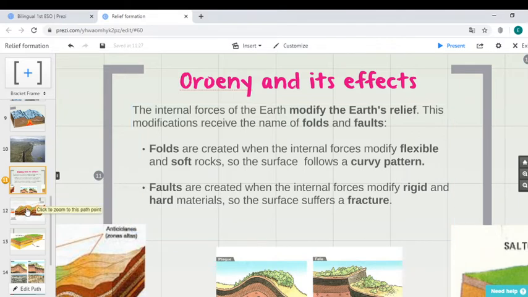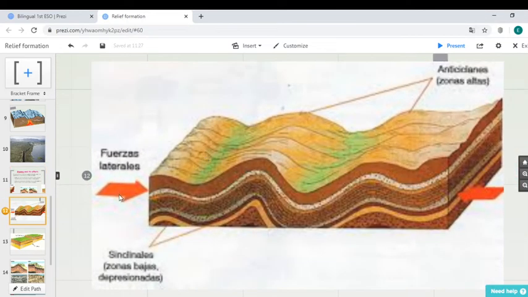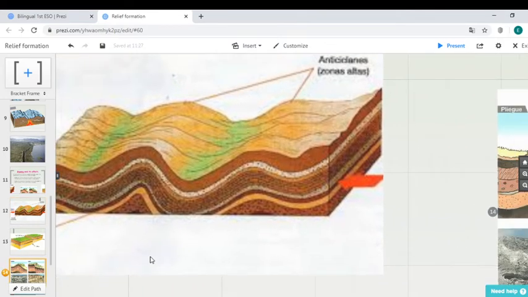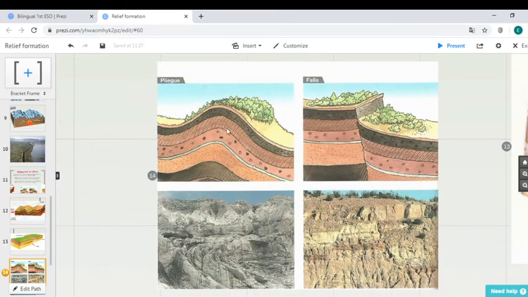Now, the fold relief is created when the internal forces act on flexible and soft rocks. When this happens, they create a curvy landscape like this one. It would be example number 1, a curvy relief. You have to think that one force is pushing from the left, another from the right, and the result is this curvy terrain. This is a real example of how it looks.